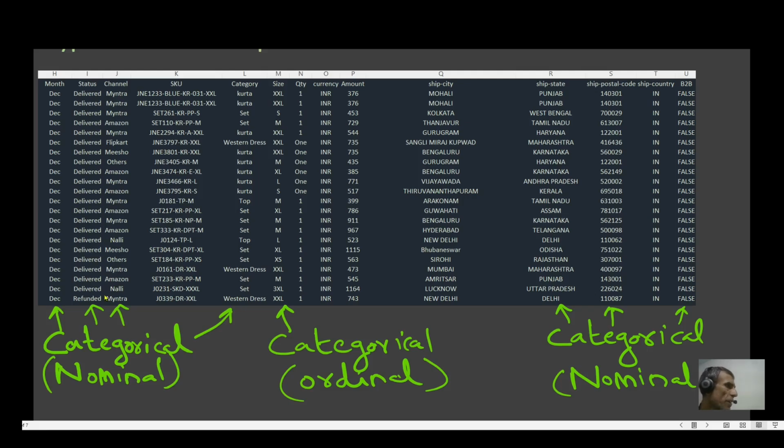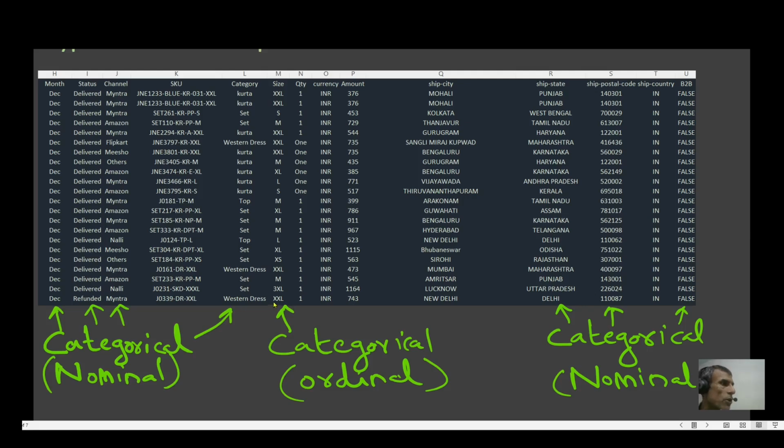Now let's look at this one right here. In this case, you have a month column. Month actually is categorical, and more specifically nominal. Then you have this column called status, and then this column, channel. So status, channel, month, these are all your categorical nominal. Same thing over here. This one is category actually. So category would be a categorical nominal value too.